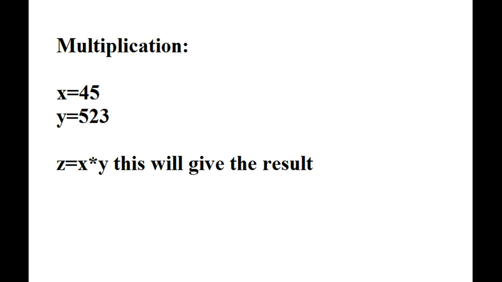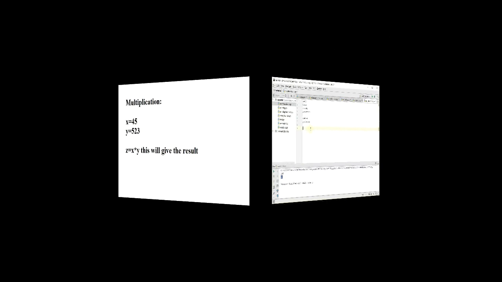Multiplication is also a basic function of math. So we are declaring two variables x and y and storing some values in x and y. After that we will multiply them and store the data in z. After printing z, we will get the result. We will see this in the example I am doing.